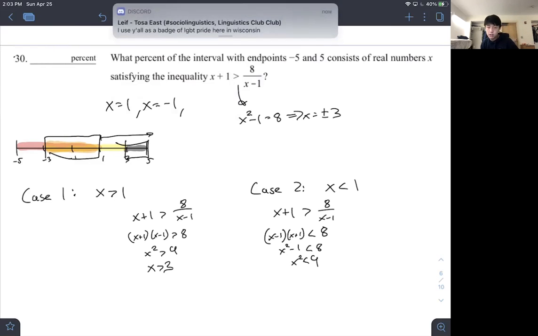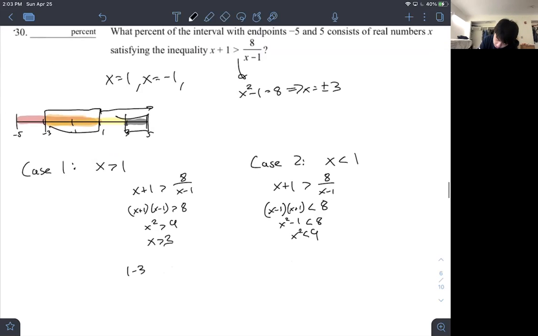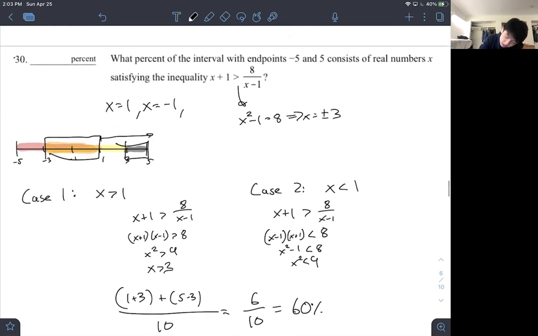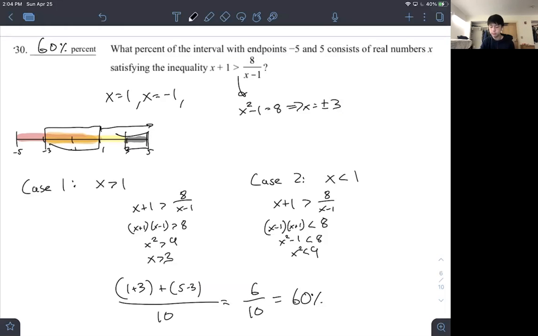And so over this entire interval, we have 1 minus -3, 1 plus 3 plus 5 minus 3 over 10. That's the total size of our interval, which comes out to 6 over 10, which equals 60%. So 60% of the interval consists of real numbers satisfying the inequality. Tricky problem. When x is less than 1, you're not allowed to just multiply.